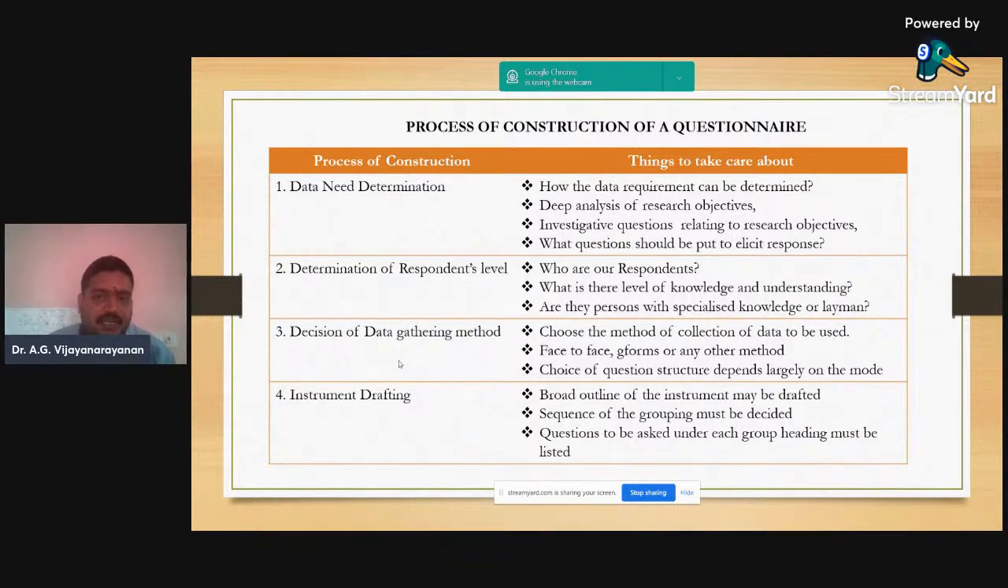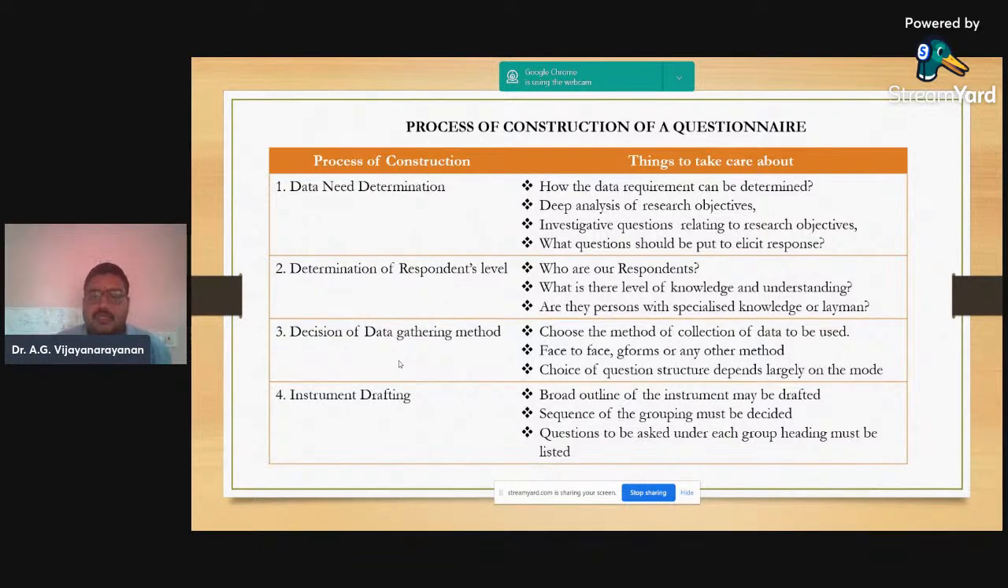What is the data that you need? Number two, what is the respondents' level for which we have to ask questions. Number three, decision of data gathering method. This is where you decide how you go and approach. Questionnaire is basically called a sampling instrument. Again, I will introduce two terminologies here: sampling tool and sampling technique.